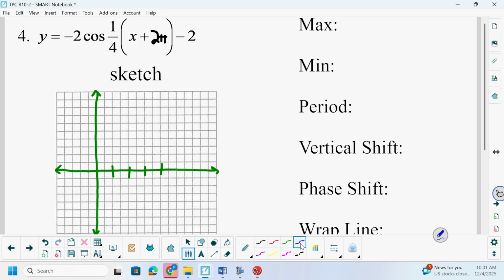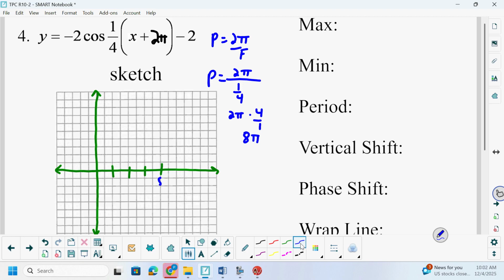And we'll find our period. Period is always equal to 2 pi divided by the frequency. The frequency is what's in front of the x. If there's a phase shift, meaning a shift left or right, that'll be out in front of the parenthesis. So we'll put the 1/4 in for the frequency. If you do a keep change flip, that's really 2 pi times 4 over 1. So we get 8 pi for that period.